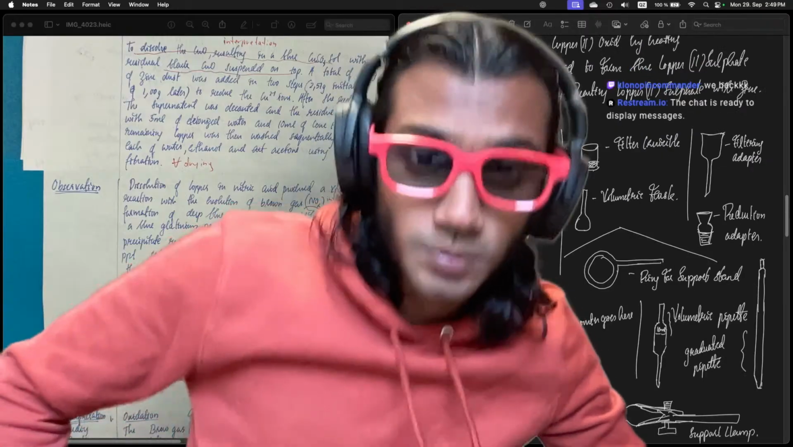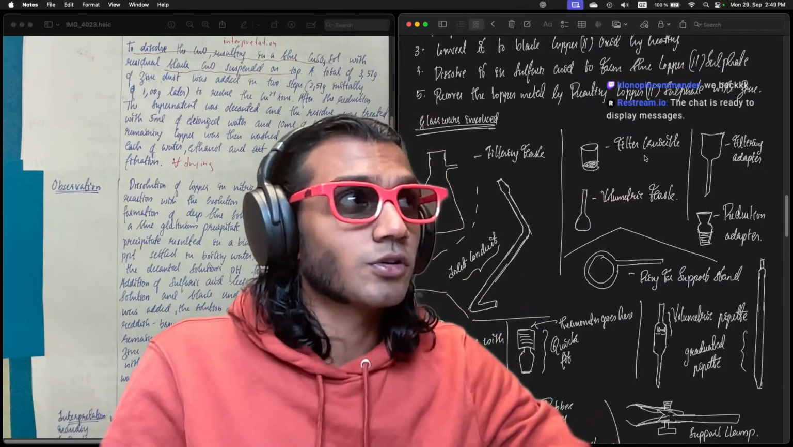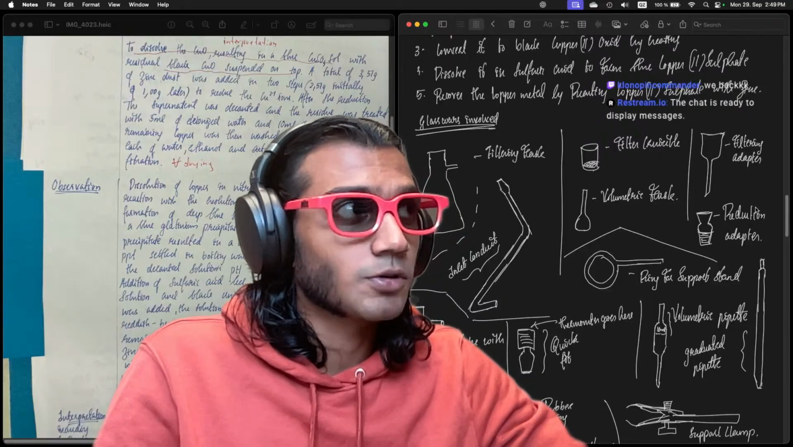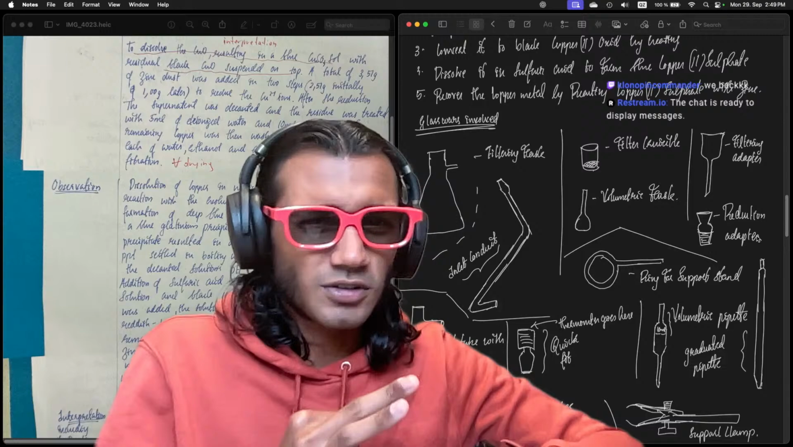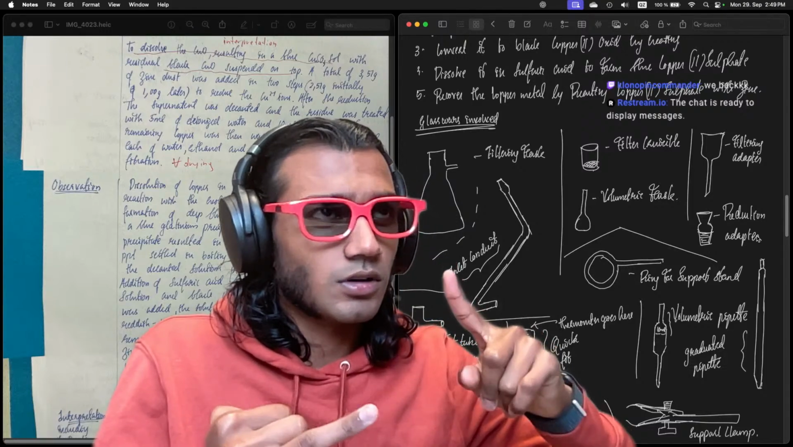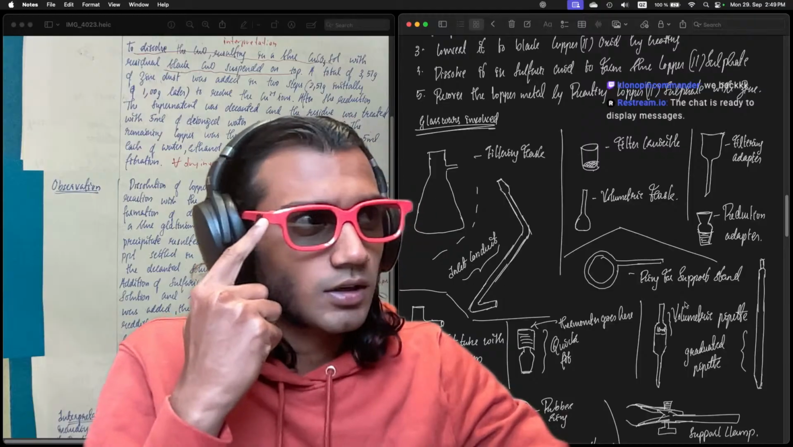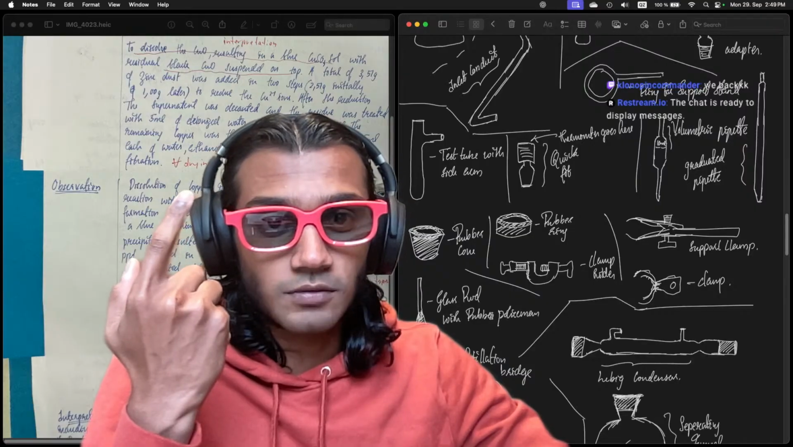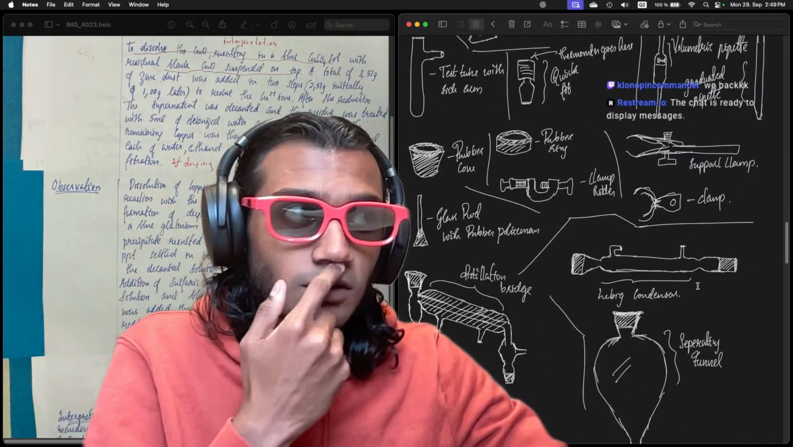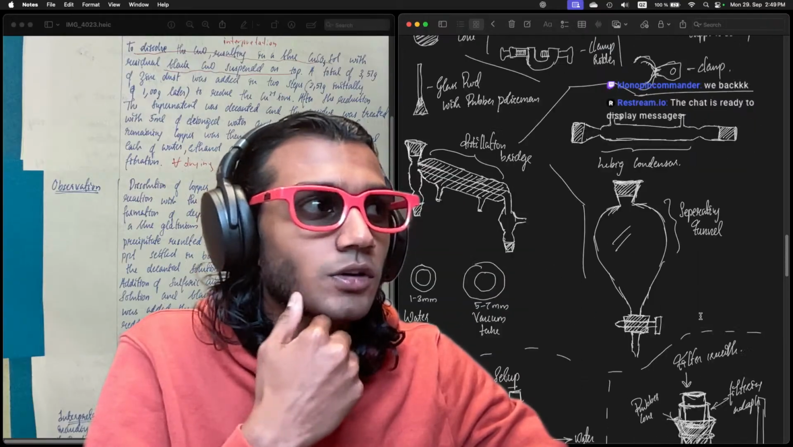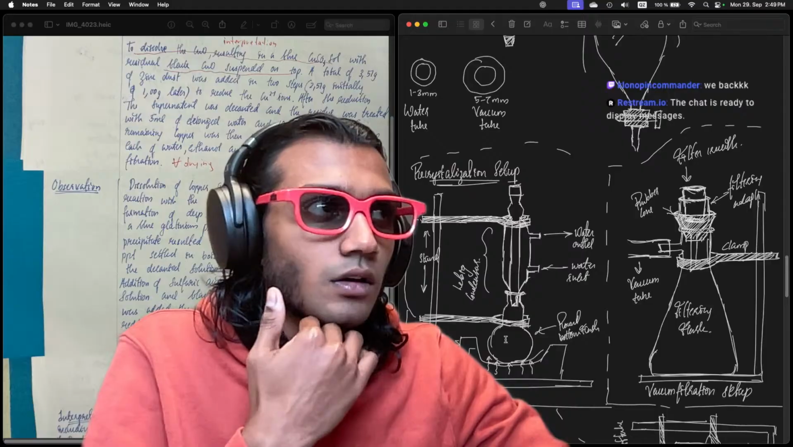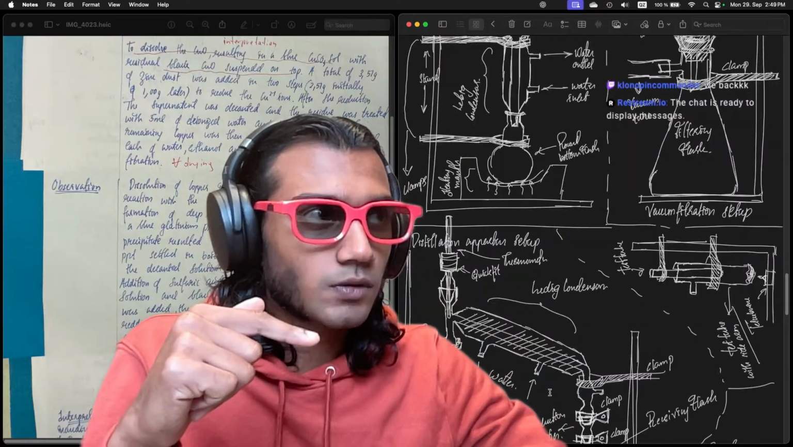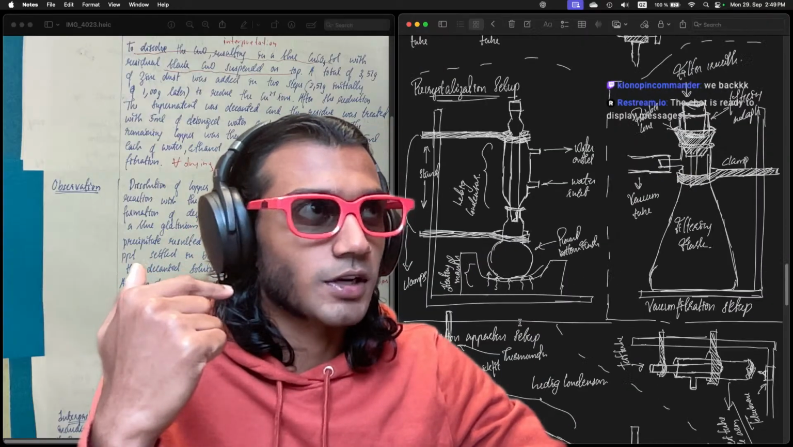Filtering flask, filter crucible, volumetric flask, filtering adapter, reduction adapter, inlet conduit, quick fit, test tube with sidearm, glass rod with policeman, distillation bridge, Liebig condenser, separatory funnel. Cold water goes in at the bottom for both distillation and recrystallization setups.